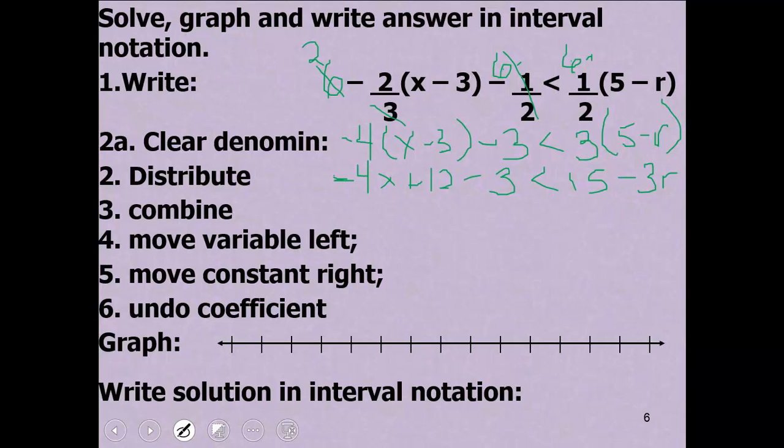Okay, on the left-hand side I can combine some constants. That is a 12 there. So I'm going to combine. I get negative 4x plus 9 is less than 15 minus 3x. I'm going to move my x's to the left. In this case, I'm going to add 3x to both sides.